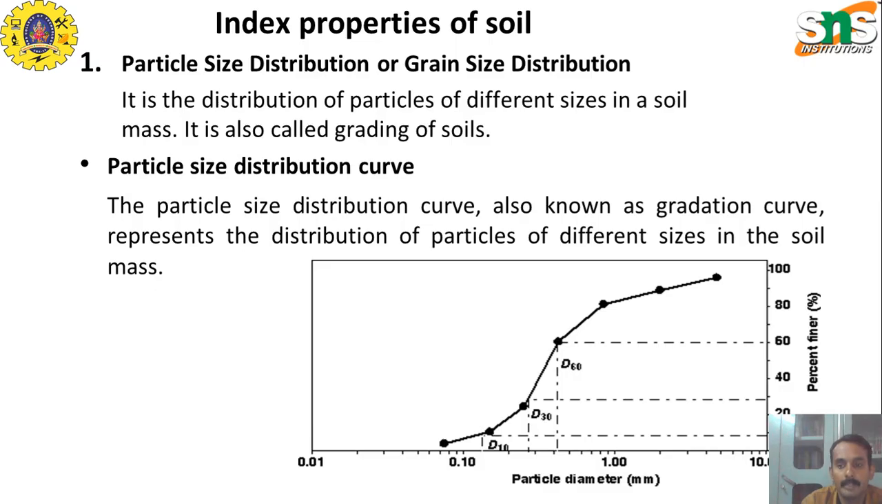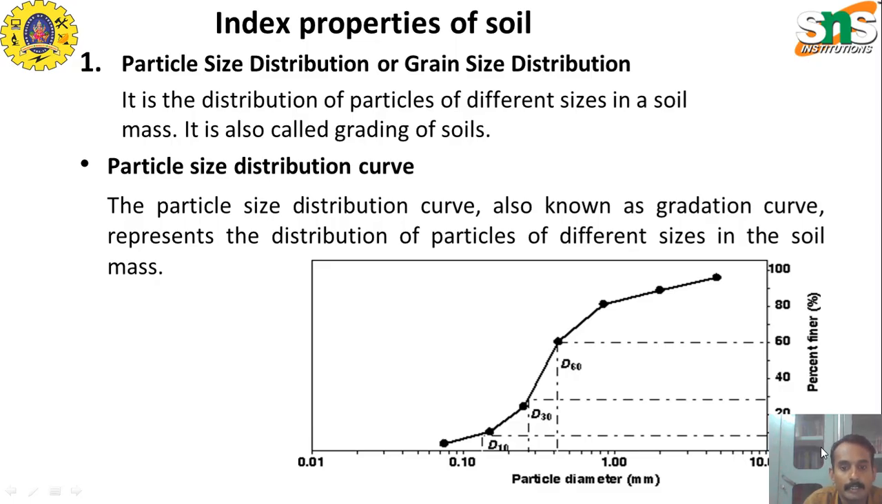So let me explain briefly about particle size distribution of soil. It is the distribution of particles of different sizes in a soil mass. It is also called as grading of soils. It is classified into four different categories based on the particle size. One is gravel, the particle size greater than 4.75 mm, and next one is sand, particle size ranging between 4.75 mm and 75 micron, and silt and clay having particle size less than 75 micron. Especially clay contains particle size less than 2 micron.